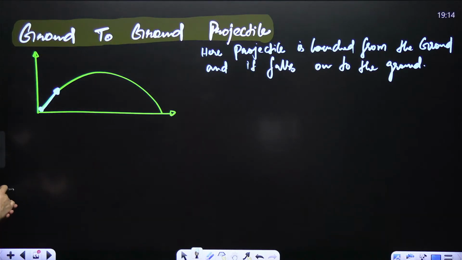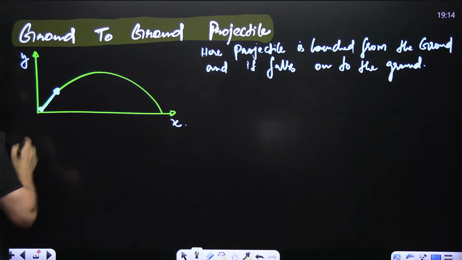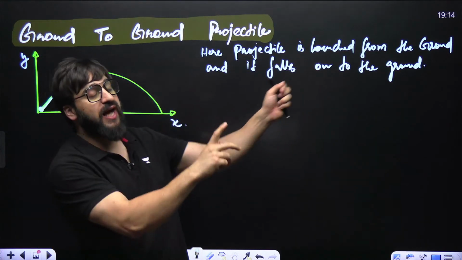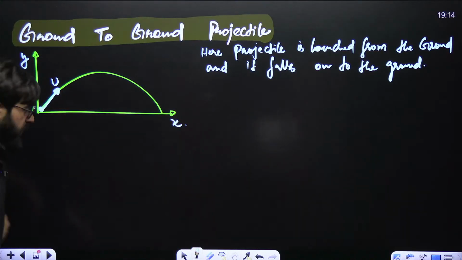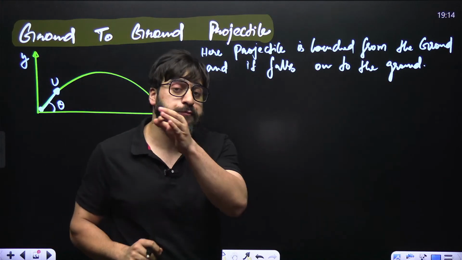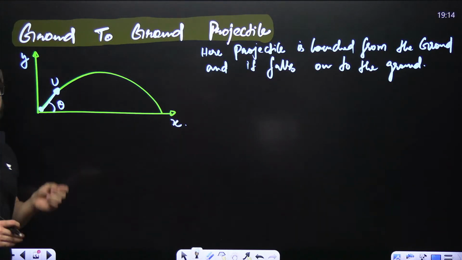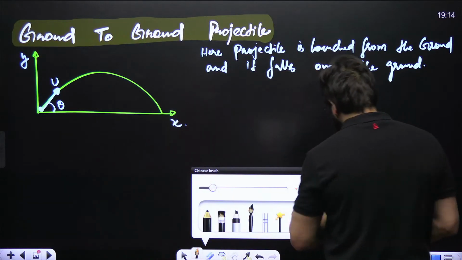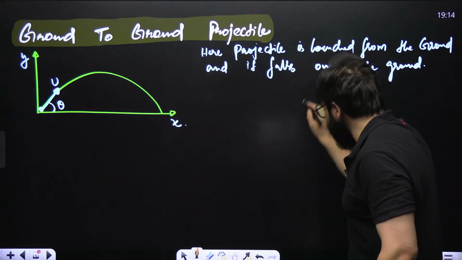Now see, my dear friends, let's suppose this is the y direction, this is the x direction. Let's suppose you are launching it with an initial velocity u. If you are throwing a projectile, obviously you will give some velocity to it. That is u. At what angle? Let's suppose that angle is theta. You are throwing it with u at an angle of theta. Now, guys, I would want you to do one thing over here. Let me just do one thing.